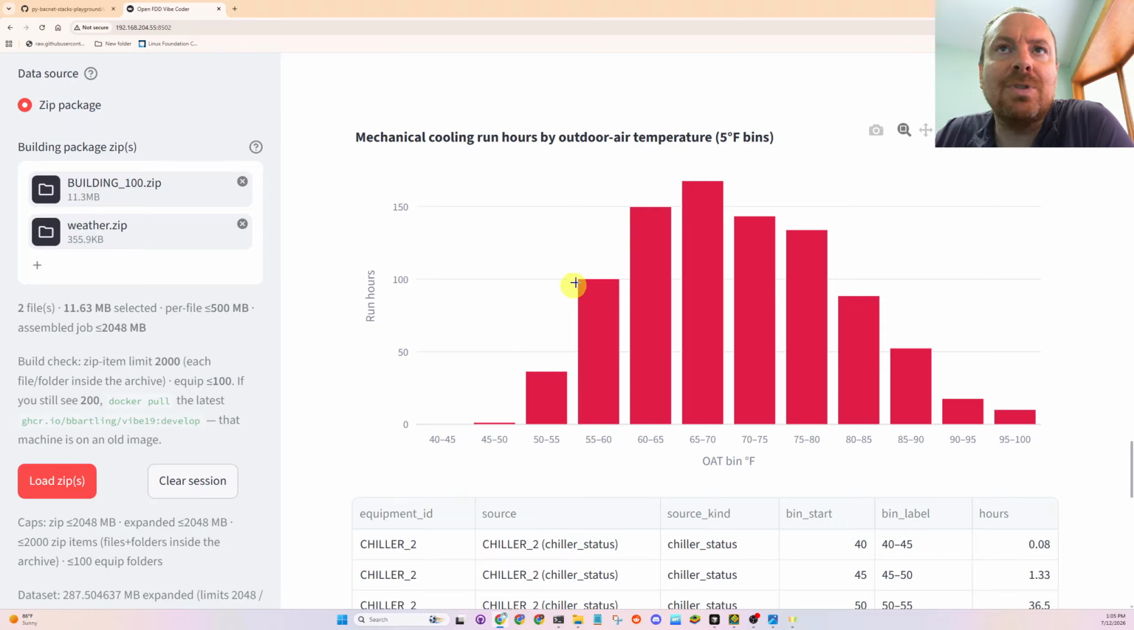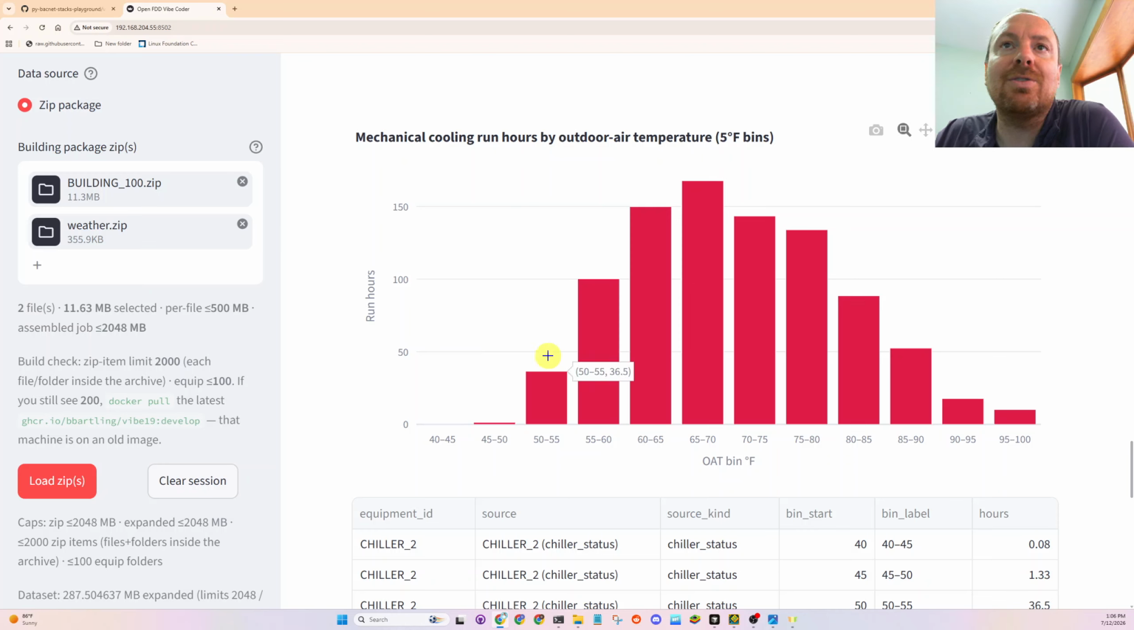Some of these do seem a little bit on the cold side for mechanical cooling. So if the outside air temperature is between 50 and 55, we should try and reduce that mechanical cooling.